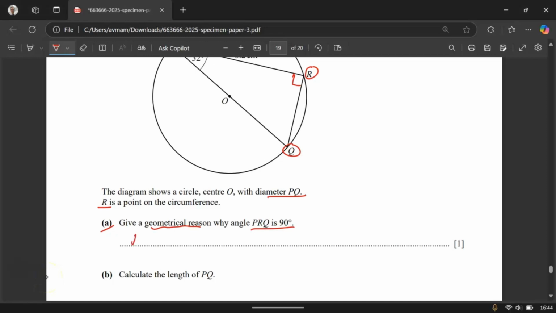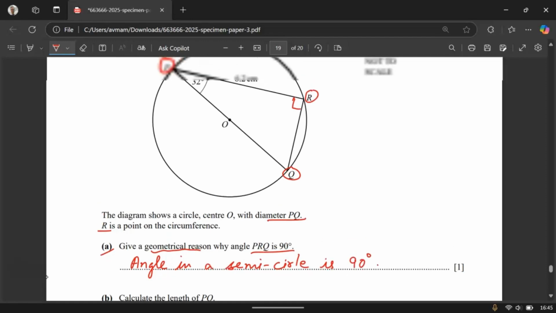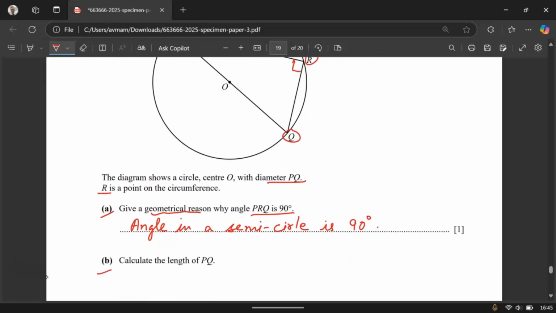The reason is angle in a semicircle is always 90 degrees. In part B, calculate the length of PQ.